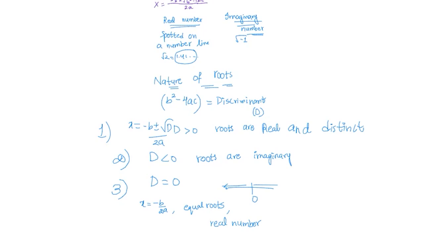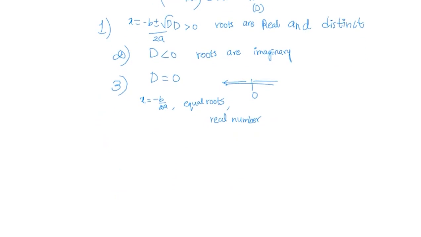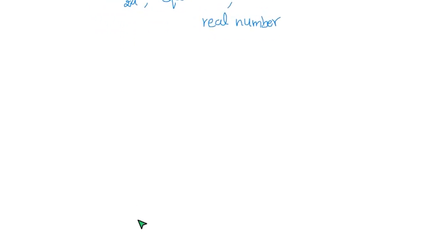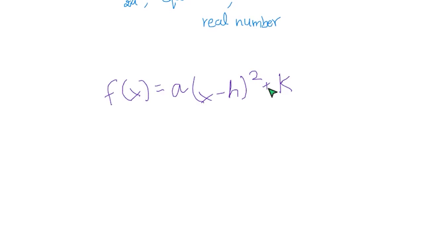In the previous class, we discussed the factored form and how to solve a quadratic equation using factored form. Do you know what the vertex form of quadratics is? Yes, I do. f of x equals a. So this is the vertex form in quadratics.